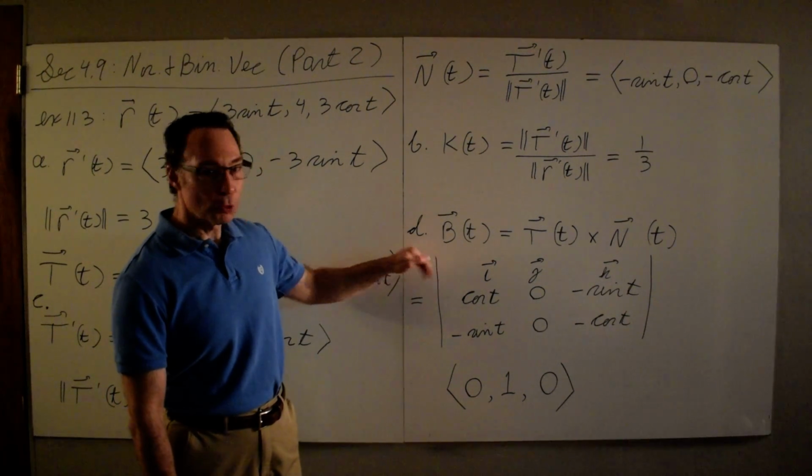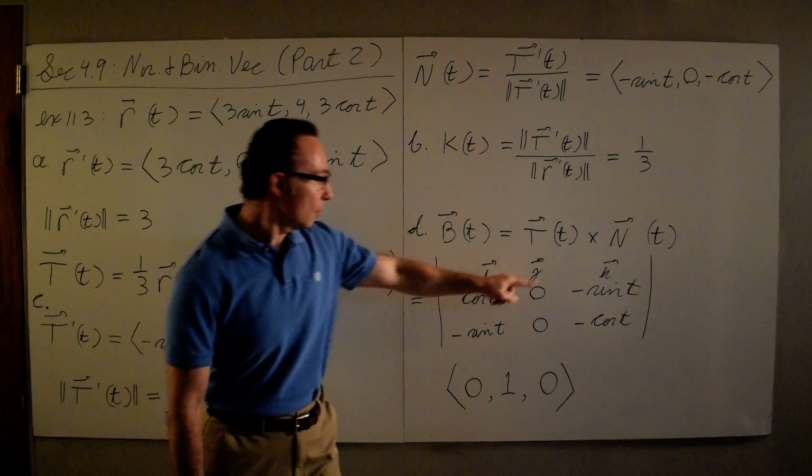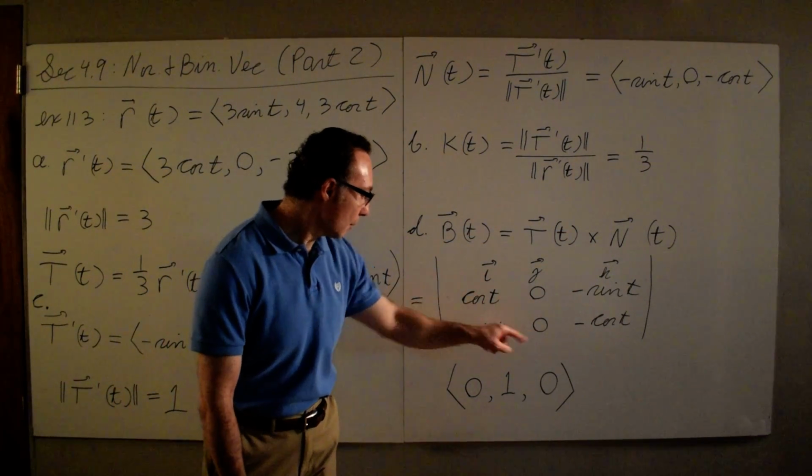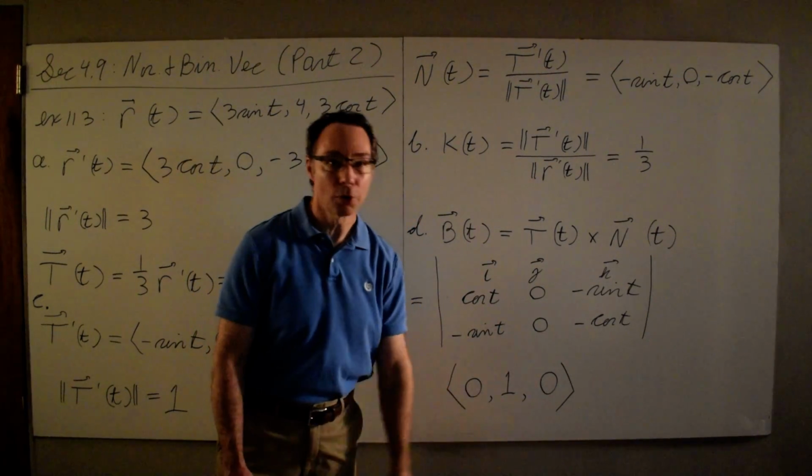And finally, for the third component, ignore k's row and k's column. Again, we have 0, 0, minus 0. And so our third component is 0.